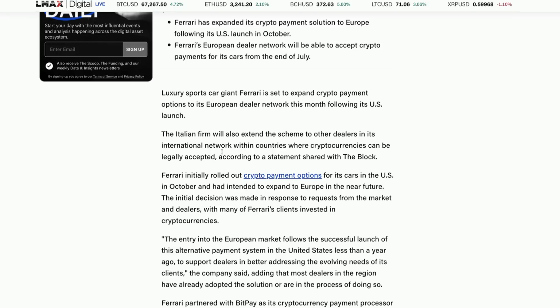So luxury sports car giant Ferrari is set to expand crypto payment options to its European dealer network this month following its US launch. The Italian firm will also extend the scheme to other dealers in the international network within countries where cryptocurrencies can be legally accepted, according to a statement shared with The Block. Ferrari initially rolled out the crypto payment option for its cars in the US in October and had intended to expand to Europe in the near future. The initial decision was made in response to requests from the market and dealers, with many of Ferrari's clients invested in cryptocurrency.